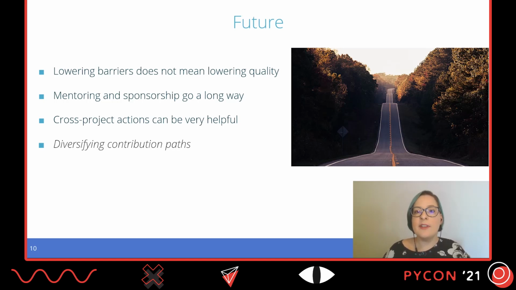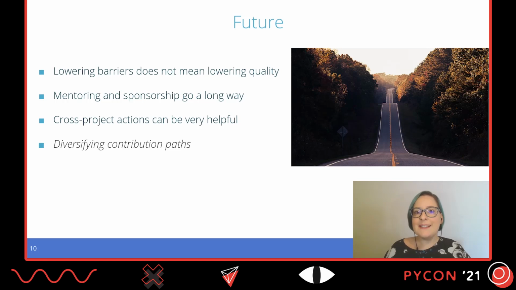People can thrive and they can learn to be their best selves inside our project if only we have the infrastructure to allow them to ask questions and feel safe about it. Mentoring and sponsorship go a long way, and so this is something that we need to find the time and the motivation to do. Cross-project actions can be very helpful. Imagine how we can scale up these kinds of processes if we are working with multiple projects at a time.